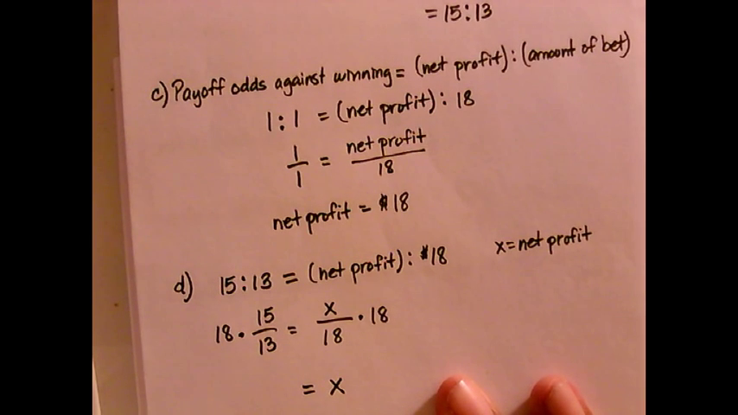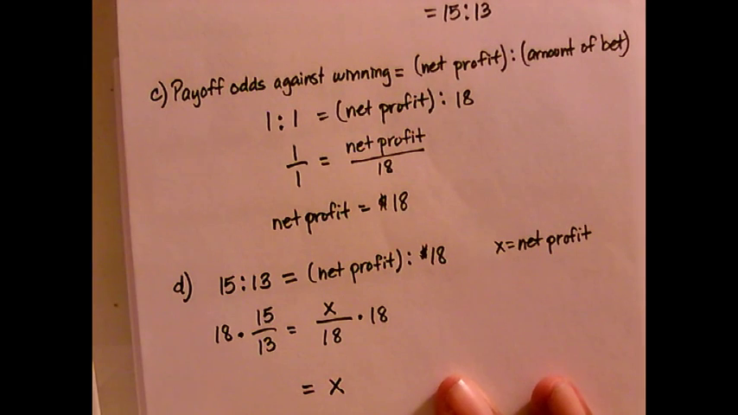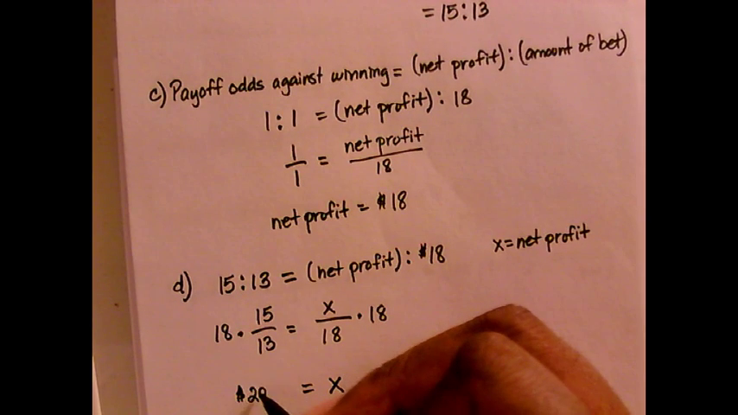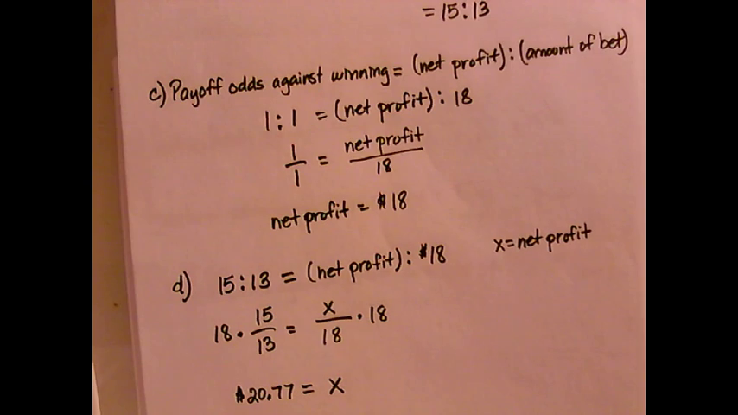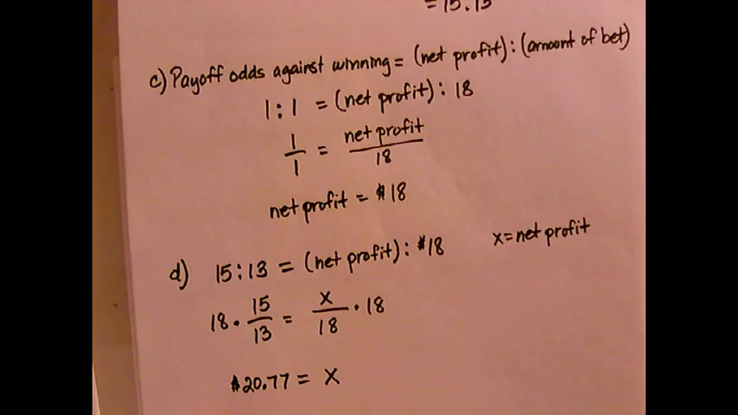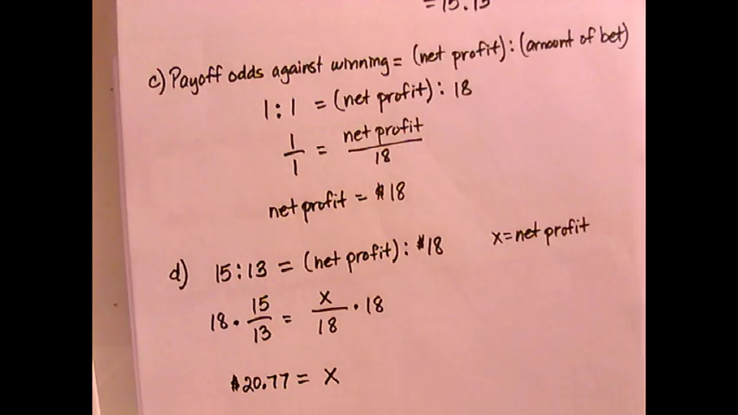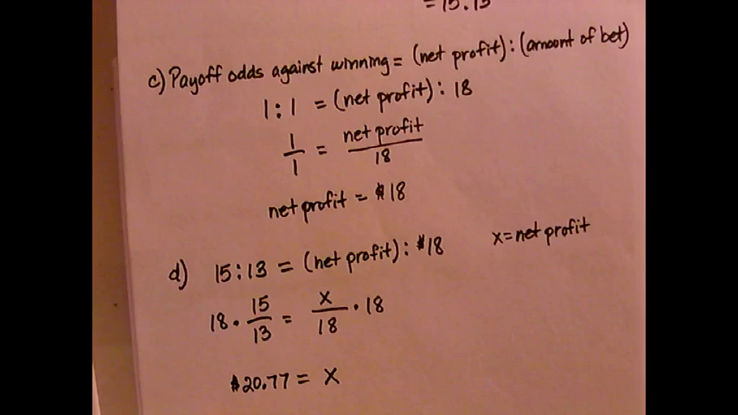And then you'll do 18 times 15 divided by 13, which will give you, if you were to round this off to 2 decimal places, since we're using dollars and cents, so we need to round to 2 decimal places, $20.77. So if you were to convince the casino to change the payoff odds to 15 to 13, then the net profit would be $20.77.